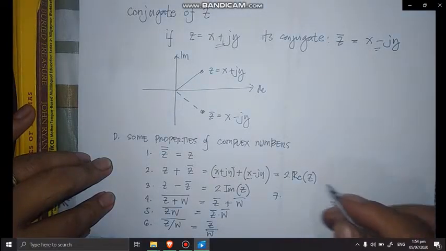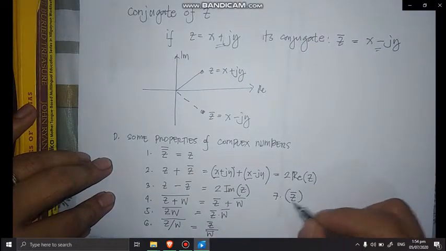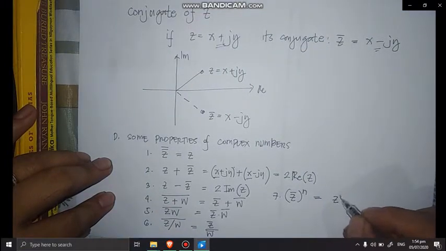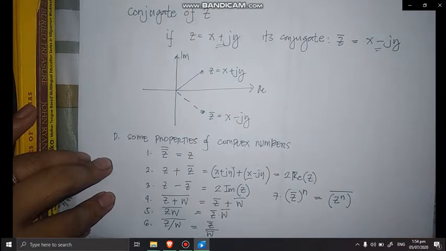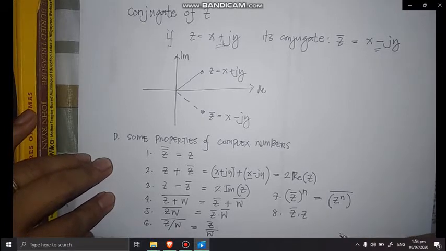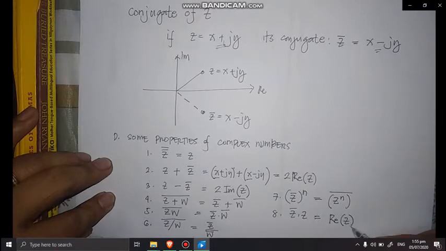For our next property, we have z conjugate raised to the power of n. That is the same as z raised to n, then take the conjugate of them. So that is the conjugate of the power. Now, if we multiply z to its conjugate, what will be the result? The result will be the square of the real value of z plus the square of the imaginary value of z.